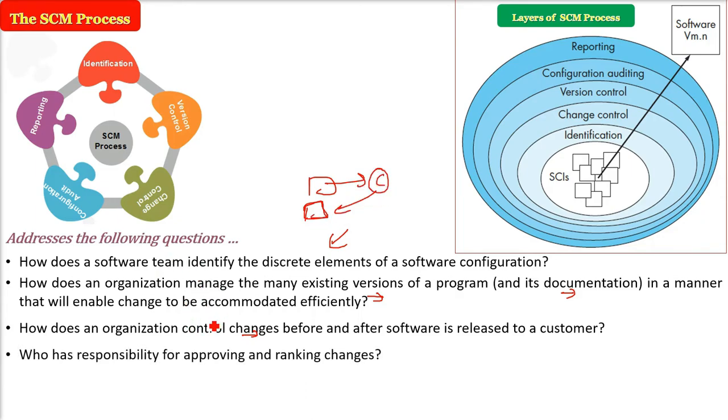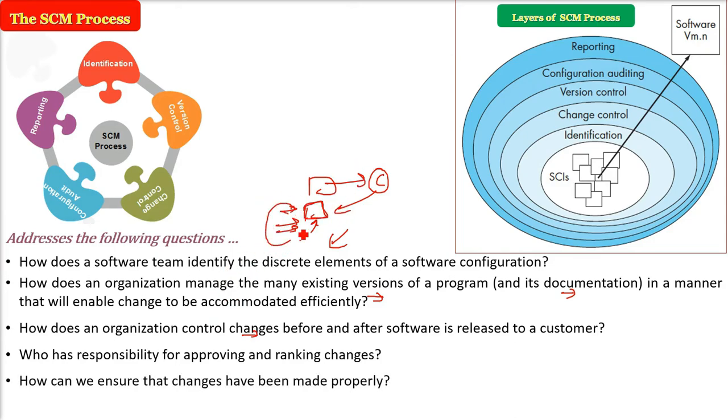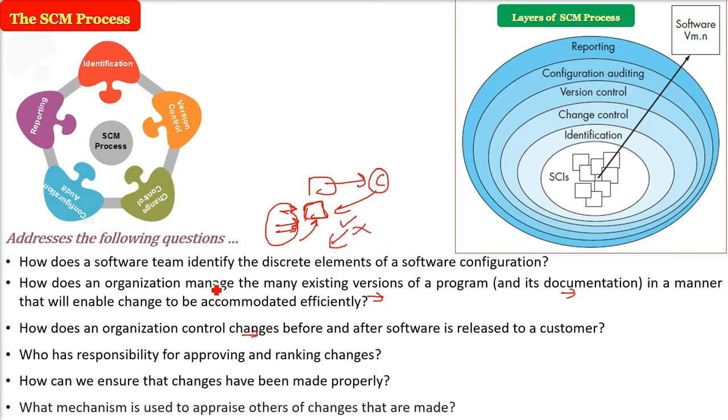Who has the responsibility for approving and ranking changes? What is the authority? Is it a program manager, or someone else? How can we ensure that changes have been made properly? Are they acceptable or not? Are they done with proper input? What mechanism is used to apprise others of changes that are made? That is, if you have made certain changes, the others should also know. Everyone should have a properly released, new, updated link or notification that this thing has been changed.